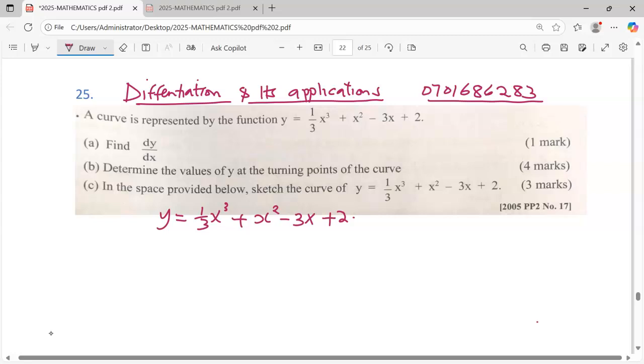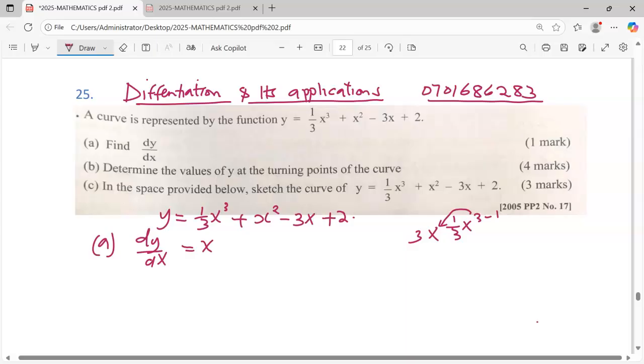Then we are told, part A, find the dy over dx. Dy over dx means the gradient function of this curve. And as usual, for us to find the dy over dx, we multiply down here by the power. That is in case of a third x cubed. We multiply 3 here, then we less 1 from the power, such that we are going to have 3 times a third, which is going to give us 1. 1 times x will give us x.